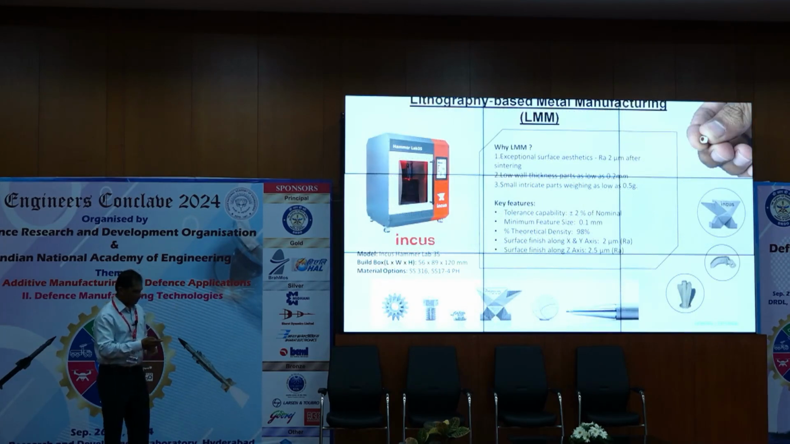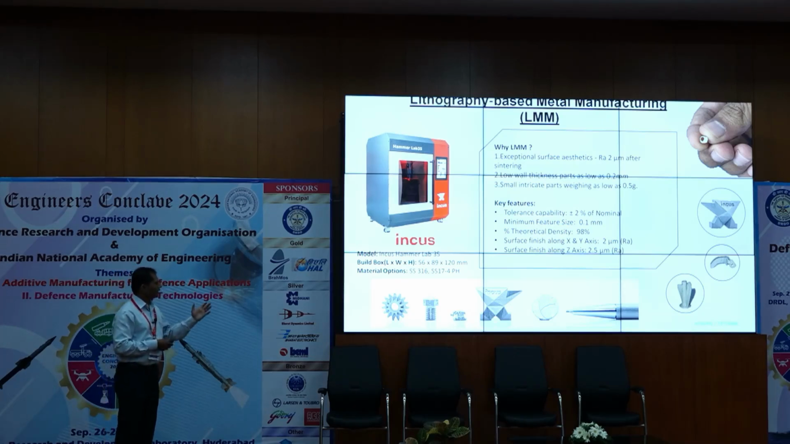So this is the system we have from Incus. It's a very small system with a build box of close to 60 by 90 by 120, and presently we are processing typical stainless steel material. We are also working on other materials, including copper, titanium and zirconium. The tolerance can go up to plus or minus 1%. Minimum feature size is 0.1 millimeter, and you can get a very good surface finish of close to 2 micron. You can see the micro components being held here. These are the micro components we can really make.